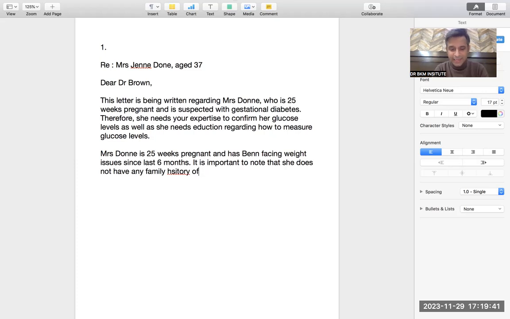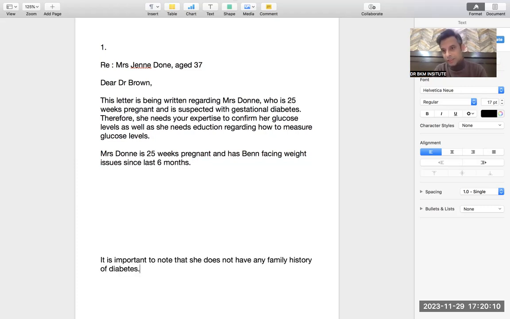So yeah, if you are writing this point, and if by chance you miss it, it will not affect your score because that is not the main point. But a diabetes specialist should know about the family history, so then it becomes a main point. But if you by chance forget it, nothing to worry. If you write it, that's good. So it is important to note that she does not have any. Otherwise, I told you, when you are confused about any point, let's cut it. And in the last paragraph, last line, we will write this thing. It is important to note that she does not have any family history of diabetes. Or you can simply say, please note.